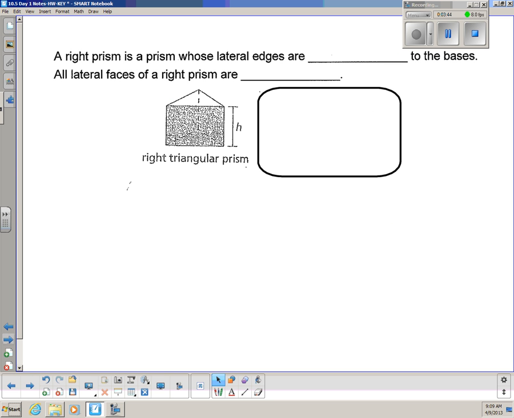A right prism is a prism whose lateral edges are always perpendicular to the bases. All lateral faces of a right prism, like we said before, are always rectangles. So we've got the height, which is going to be down here. Sometimes they call the height the altitude, by the way. I think that will probably get brought up as well.